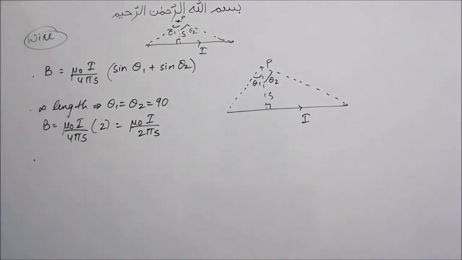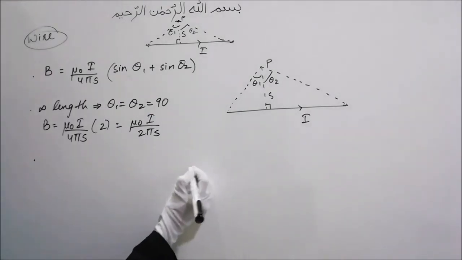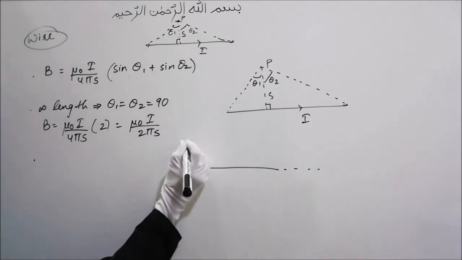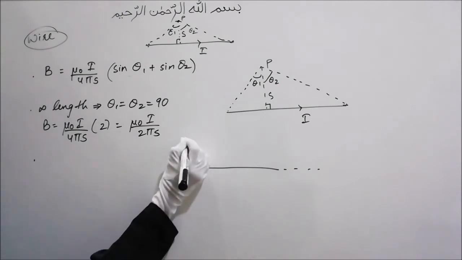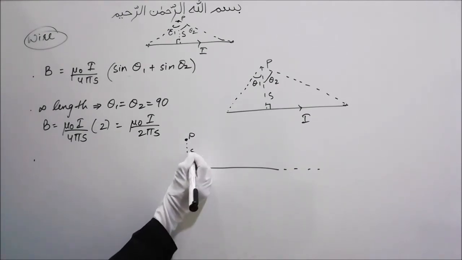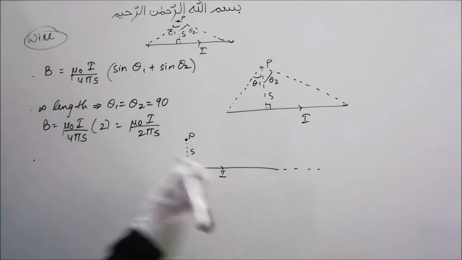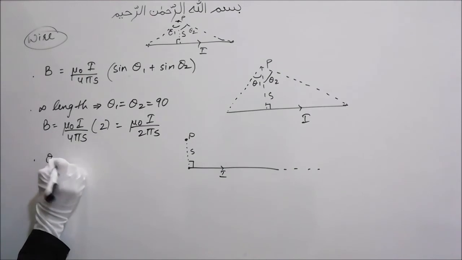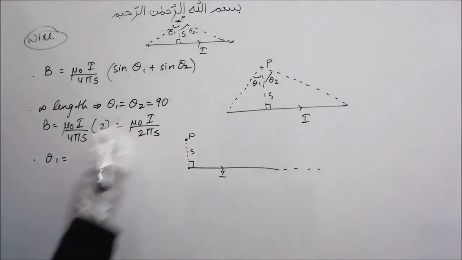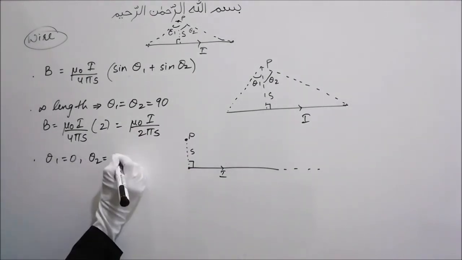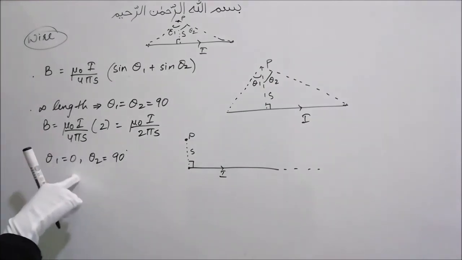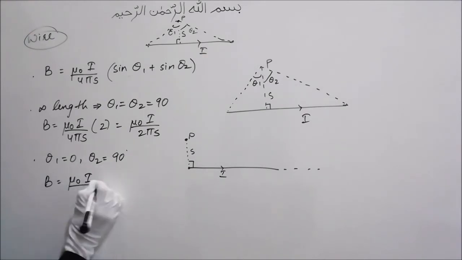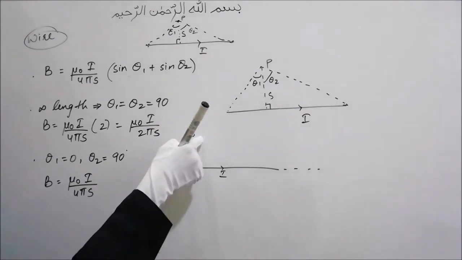Now at the edge of a semi-infinite wire, we had the wire which is semi-infinite, that means it starts from here and goes on, and we have to find the magnetic field at this edge at a distance S, and again it is carrying a current I. Then theta 1 will be equal to 0 and theta 2 will be equal to 90 degree. Sine 0 is 0, sine 90 is 1, so magnetic field will be equal to mu naught I by 4 pi S at this point P.